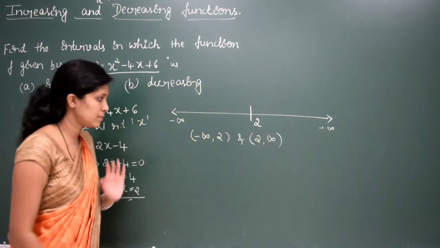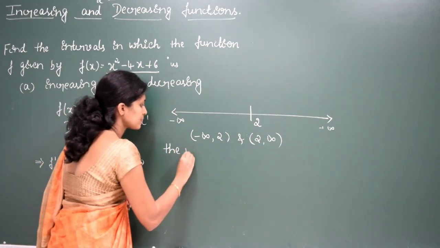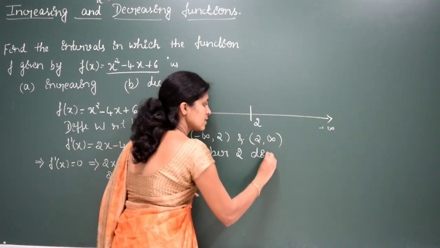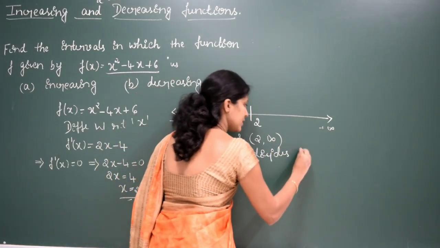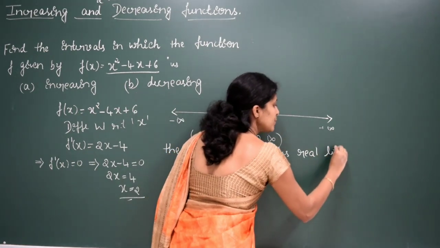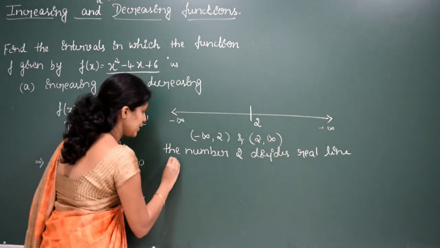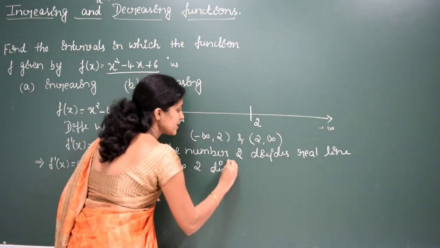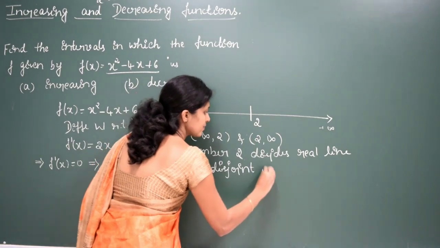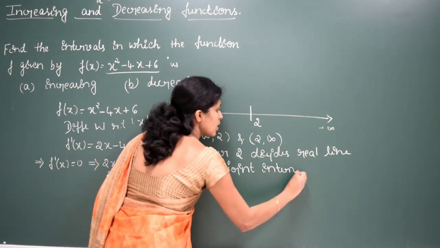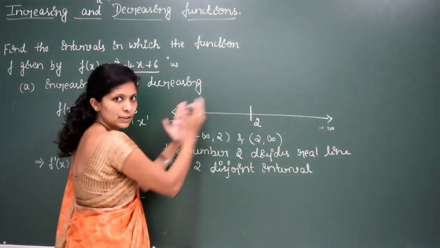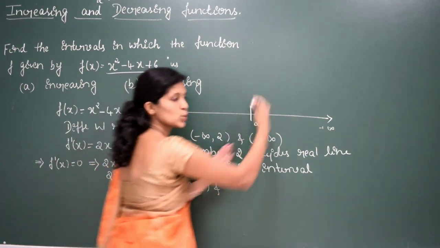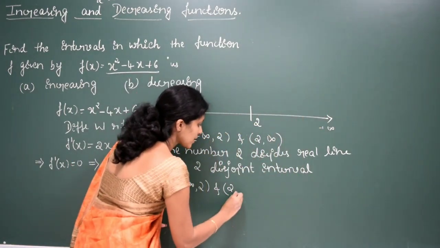Is it clear? You have to write the number 2 divides the number line or real line into two disjoint intervals. What are the intervals? One is towards the negative, so it should be minus infinity to 2, and another one is 2 to plus infinity.